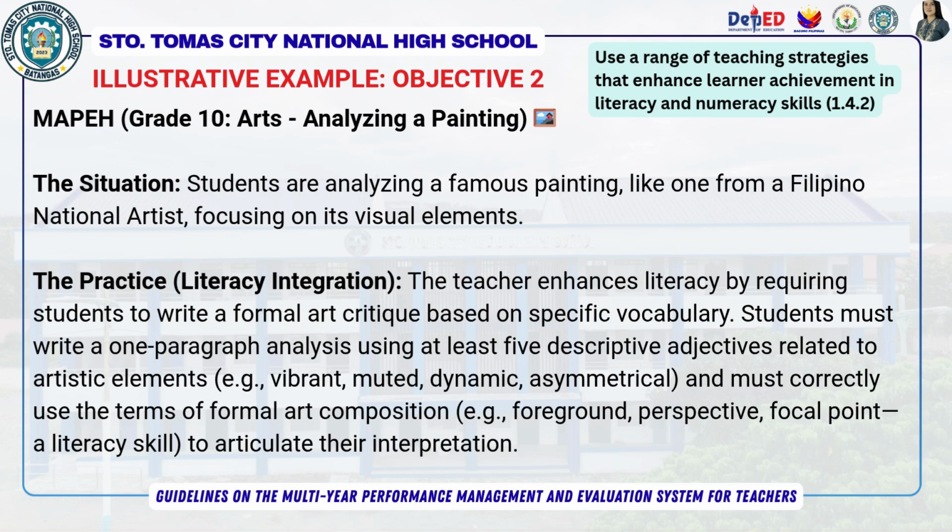In MAPE Grade 10, another example for Objective 2 Arts, the teacher integrates literacy by requiring students to write a formal art critique. The key is the specific, high-level vocabulary required, descriptive adjectives, terms of formal composition. This elevates a simple description into an academic exercise using literacy skills to articulate a complex interpretation.